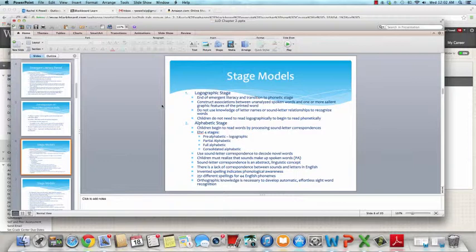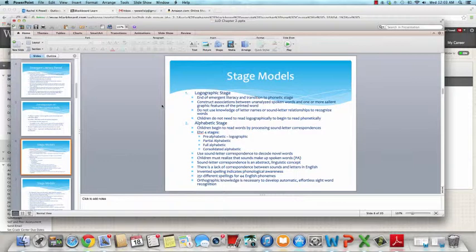The book uses the example of Coca-Cola and Rice Krispies, where you see a label and you associate it with what the word is, even if the initial letter doesn't match, because you're associating the label and the symbol and the visual features of it more so than the letter associated with it. So you don't use knowledge of letter names or sound-letter relationships to recognize words. And studies show that children do not need to read logographically to begin to read phonetically.